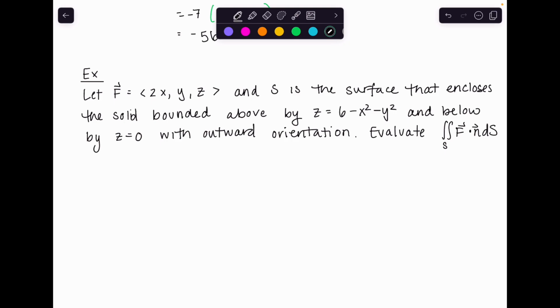So again, if I want this surface integral, it's a solid enclosed by these two things, so it ends up having to be 2 different surfaces. To just give you that visual, 6 minus x squared minus y squared. If you look at those traces, you would get parabolas in each trace. So this forms a paraboloid.